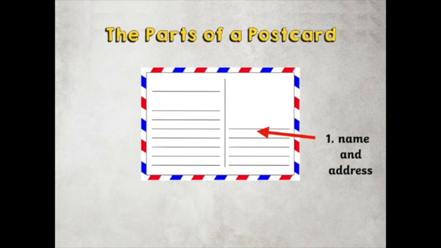So, name and address go right here on the right-hand side. Over here, we need to stick a stamp. Look, here is a stamp. We must stick a stamp on a postcard, otherwise we won't be able to send it to anyone. So name and address and the stamp go this side.